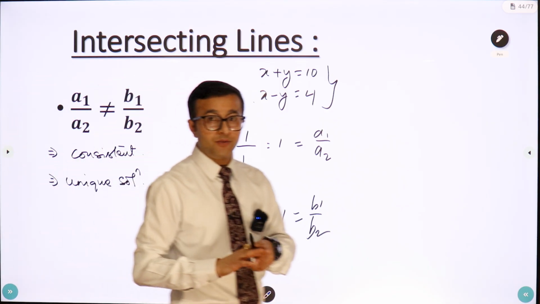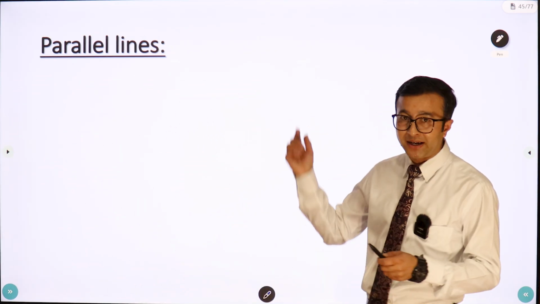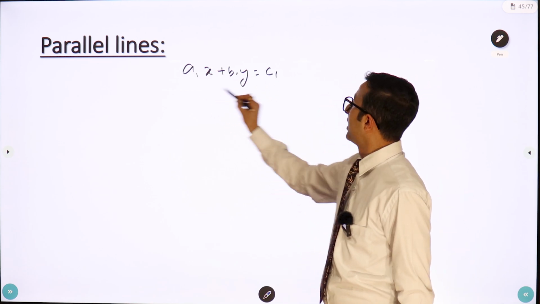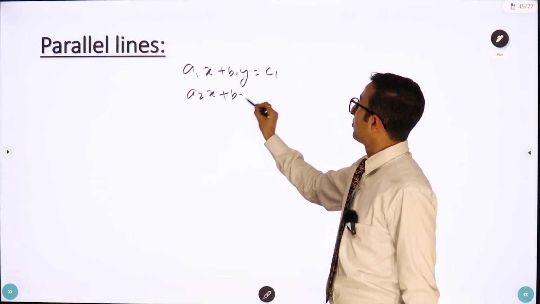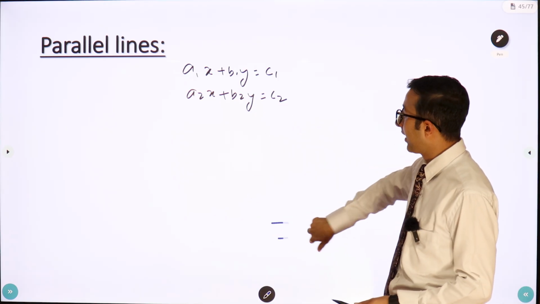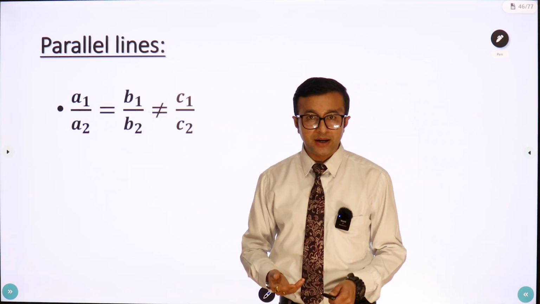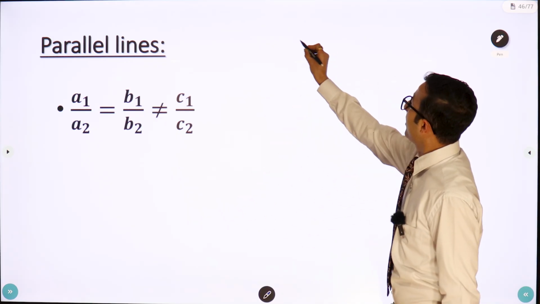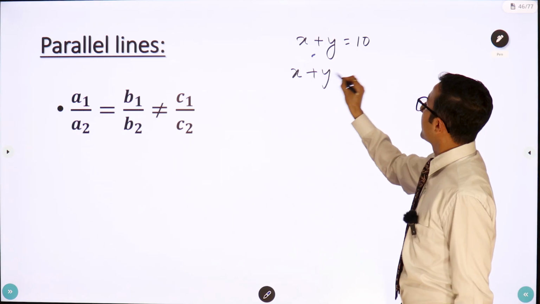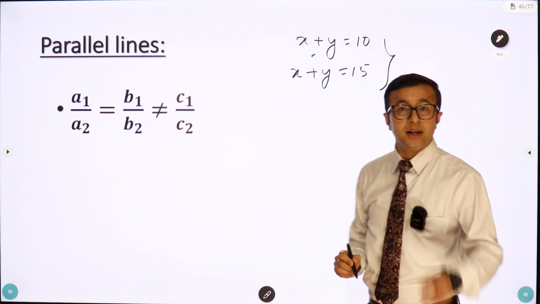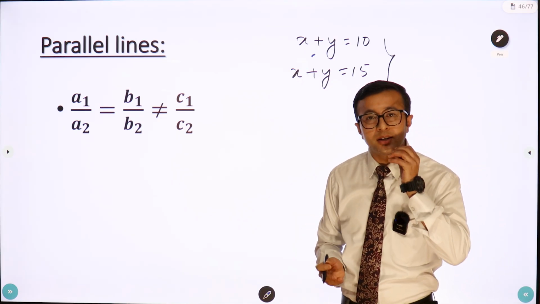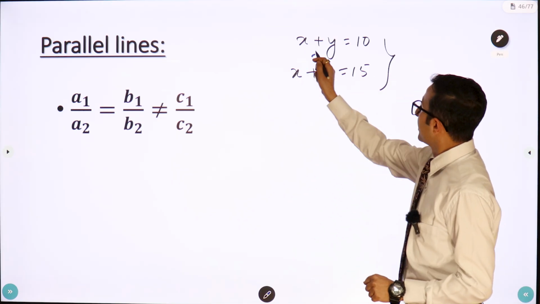Now what happens for parallel lines? What is the condition for parallel lines? For the same system of equations, a1x plus b1y equals c1, a2x plus b2y equals c2, which is the standard or general form of a pair of linear equations in two variables. Look here. Here a1 by a2 will be equal to b1 by b2 but not equal to c1 by c2. The example is x plus y equals 10 and x plus y equals 15. This is a very simple example. We have taken two numbers, x and y, whose sum gives us 10 as well as 15. That is definitely impossible.